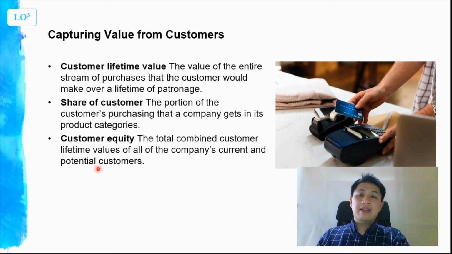Recall in the earlier video we talked about markets, and markets have both existing as well as potential buyers. Looking at the customer equity for a firm, we not only look at who their current customers are that are buying from them, we also look at who will be their potential customers. The lifetime value of both current and potential customers will form what we know as the customer equity for the organization.